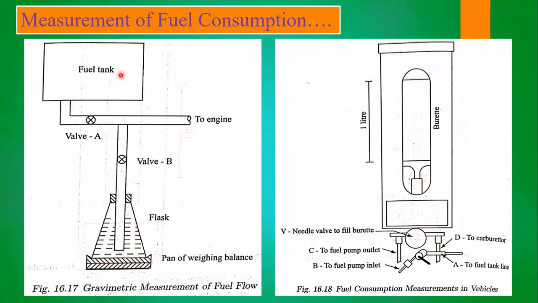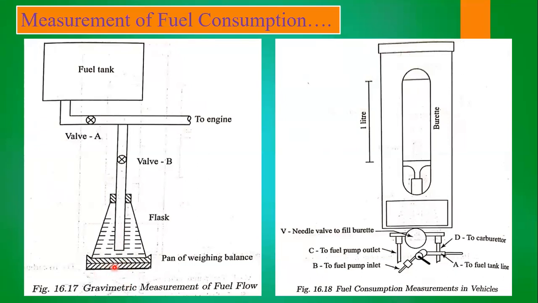So it is a simple description of a fuel measurement in gravimetric analysis. First of all, we will have a fuel tank here, and this is valve A, and this is valve B, and this is the flask where the fuel is going to be filled whenever we need to measure the fuel consumption in terms of gravimetric method.